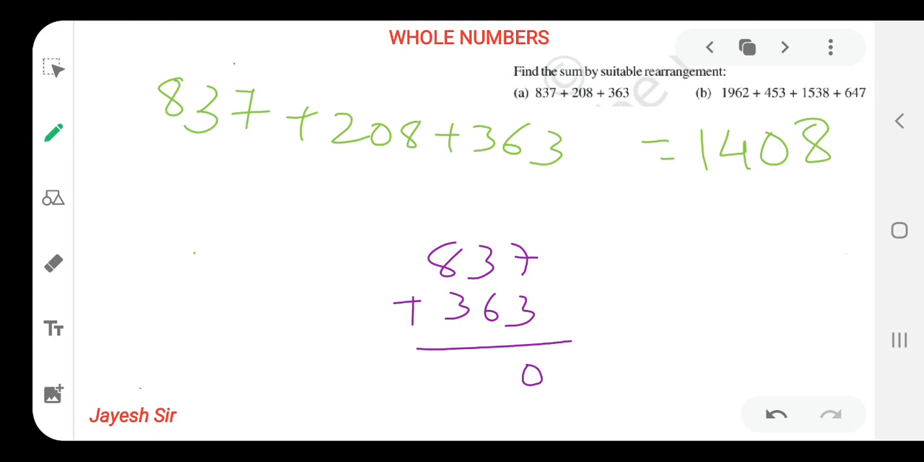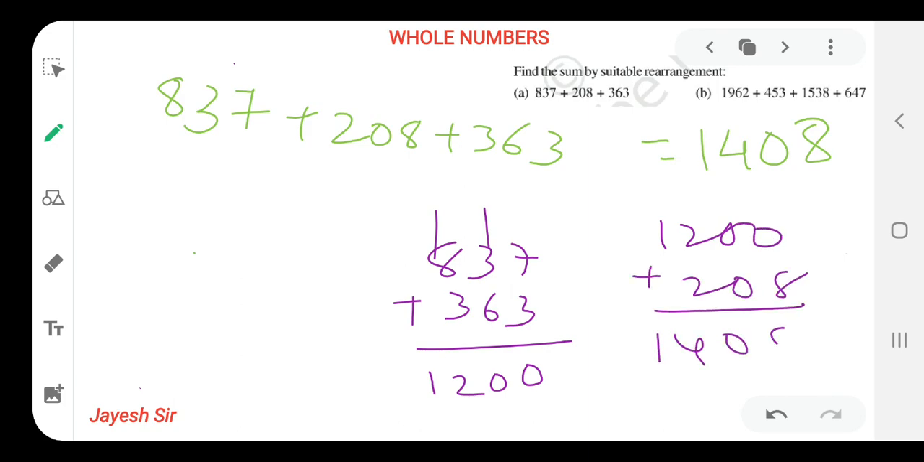Now 0, 1, 0, 1. So it will become 1200. I hope you all might be getting it. Now what is left? We have to add 1200 plus 208, that we can calculate manually, in our mind also. That's very easy. The only thing that we wanted to do was 837 plus 363.